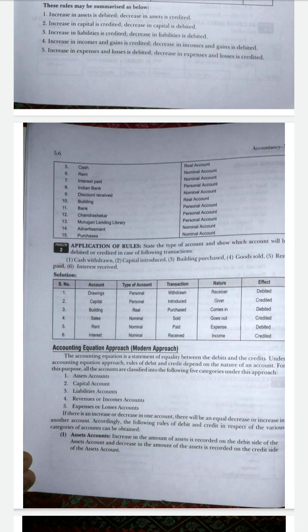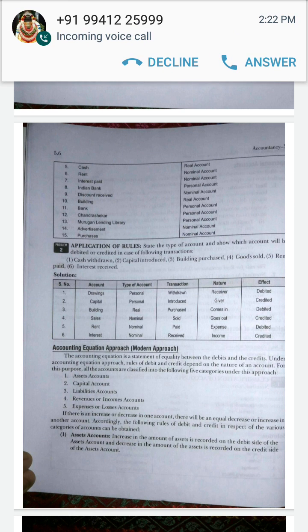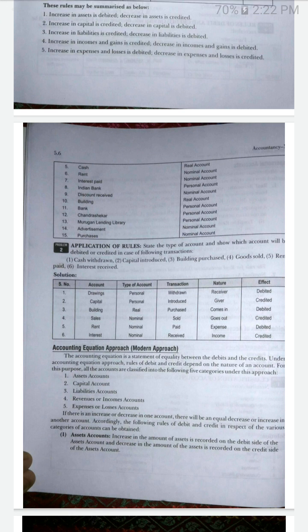So there are 5 categories of accounts. Each account has certain rules of debit and credit. Understood? The first one is the asset account. Asset account is a debit balance, and if there is an increase in the amount of the asset, it is recorded on the debit side.